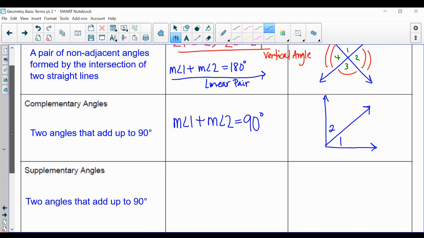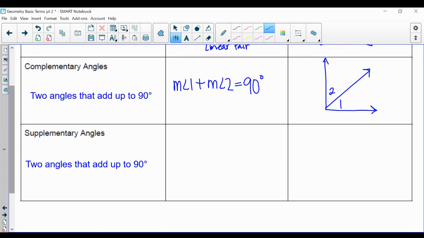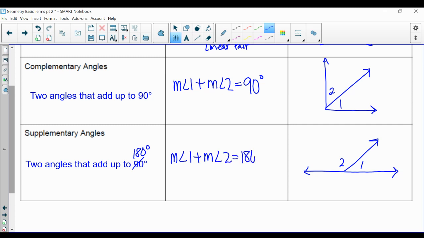Supplementary angles are two angles that add up to 180 degrees. Copy and paste problem there. So let's draw those out. Again, it's the same thing. It's a linear pair, that's all it is. 1, 2. I'm going to write it as an equation, because I'm using the equal sign. The measure of angle 1 plus the measure of angle 2 equals 180 degrees.